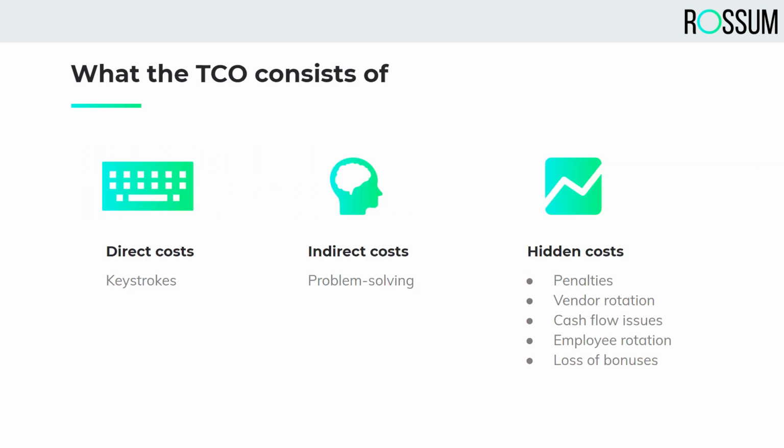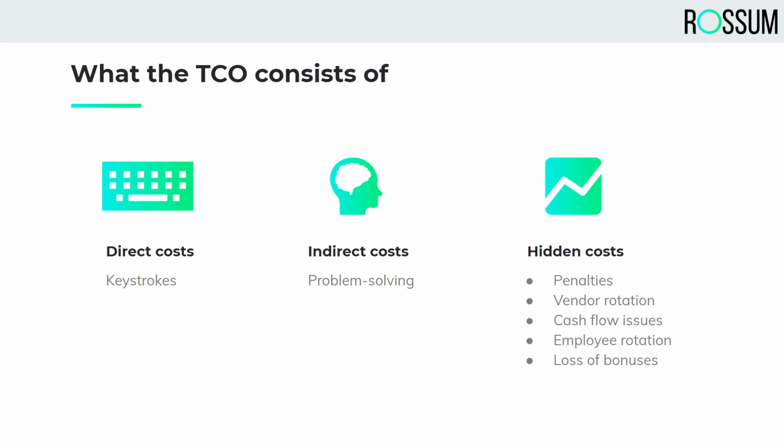Okay, so now we want to look at what this TCO consists of. It's direct costs, indirect costs, and hidden costs. The direct costs include these fully loaded ones just mentioned by Balu, the hiring and training costs of the employees in the AP department.